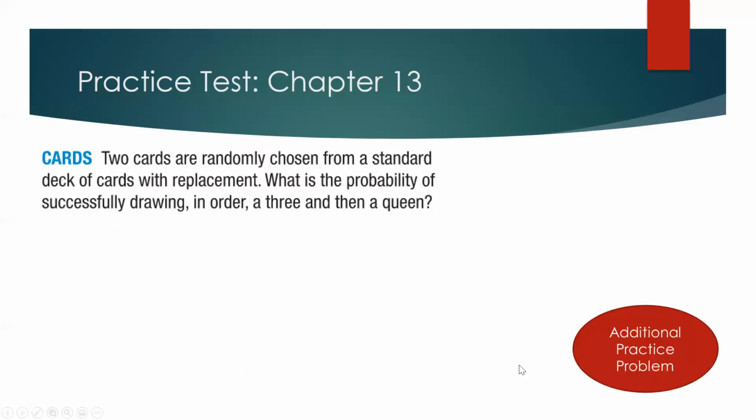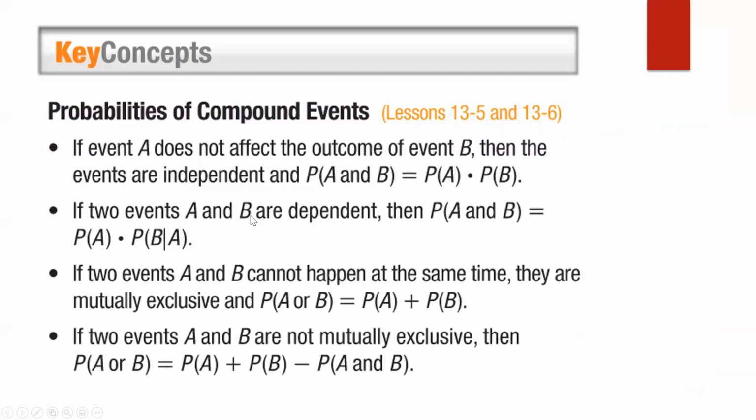Okay, so here's an additional practice problem. It says two cards are randomly chosen from a standard deck of cards with replacement. So that means they take a card, they put the card right back. What is the probability of successfully drawing in order a 3 and then a queen? Because they are replacing the card, the events are independent of each other.